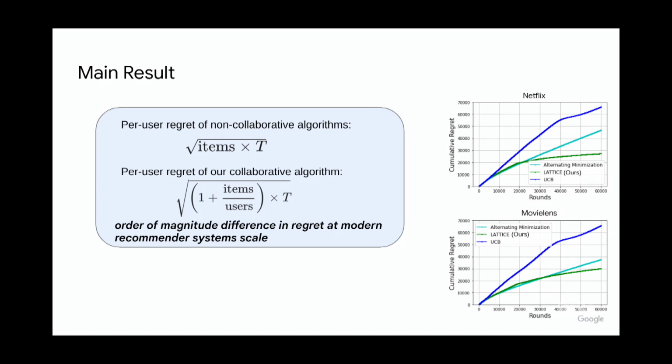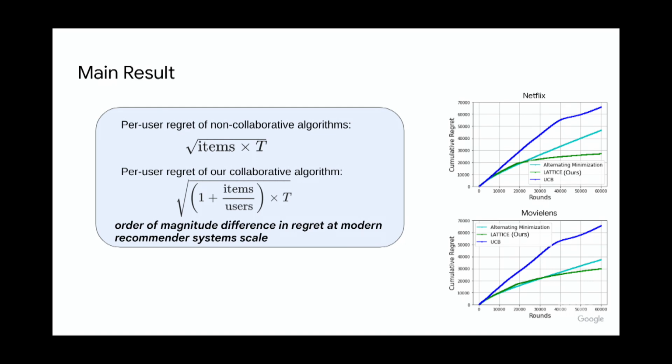So here is the main result. Before jumping into the algorithm, let me present the main result so that you don't get lost. Let's say you don't collaborate, so instead you just fit a simple multi-armed bandit instance for each user, then the per user regret scales like this. It's just square root of items times t. Whereas the per user regret of a collaborative algorithm scales like this, square root of (1 plus items over users) times t. So you can see there is an order of magnitude gap between these two rates.